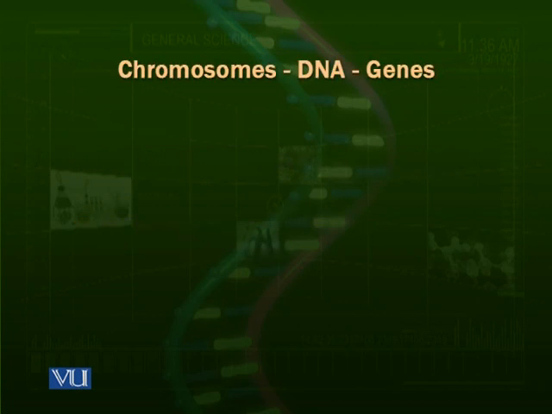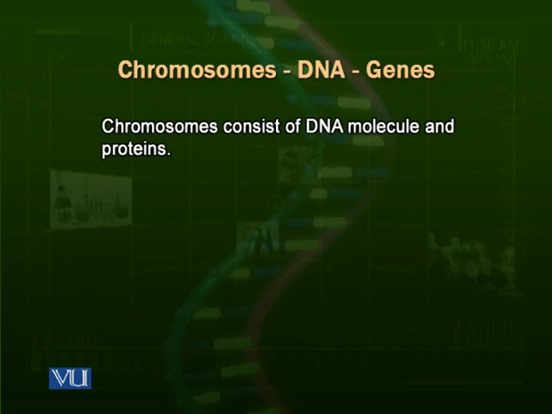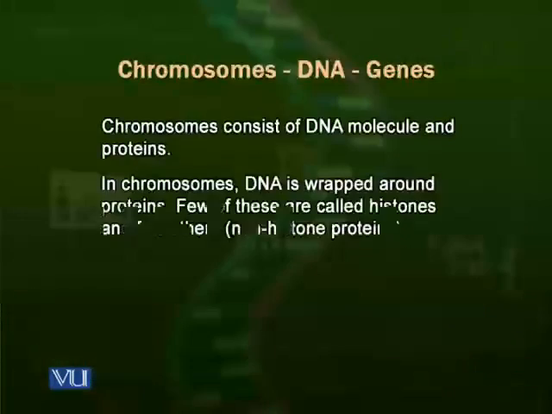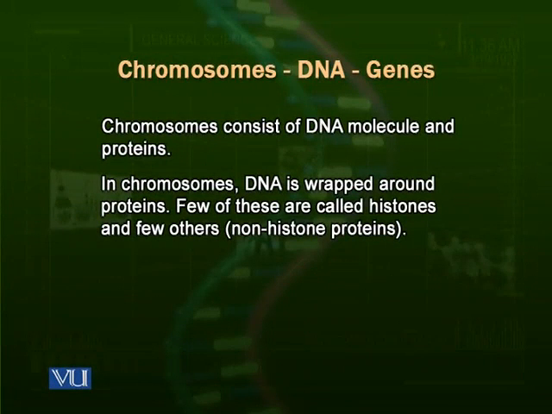Now, the chromosomes, DNA and the genes. Chromosomes consist of DNA molecules and proteins. We call a genetic material or a DNA molecule a chromosome when this molecule is wound around different types of proteins. So a chromosome is a complex of DNA wrapped around different types of proteins, DNA plus proteins. A few of these proteins are called histones. These are a specific type of proteins, and they are named histones.